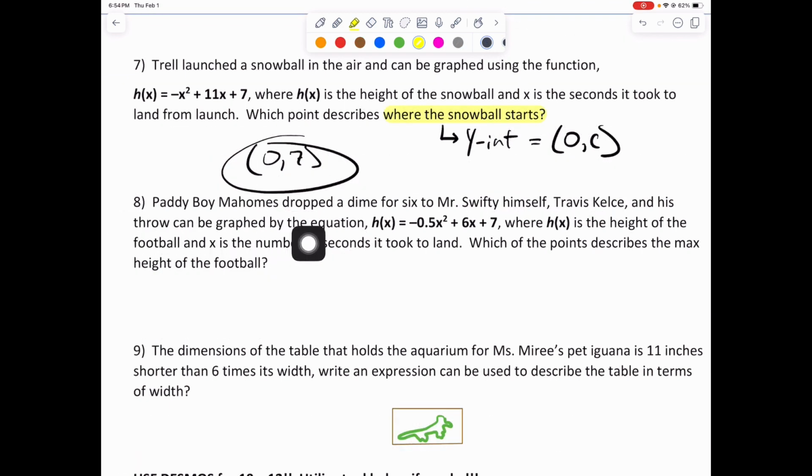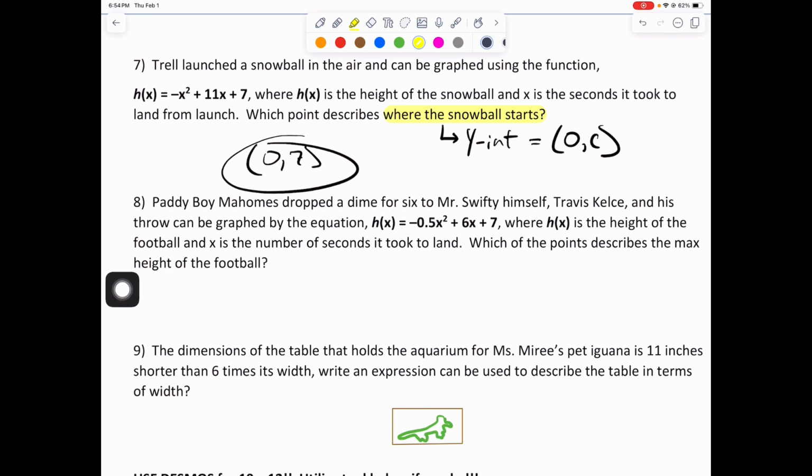Patty Boy Mahomes dropped a dime for 6 to Mr. Swifty himself, Travis Kelce, and his throw can be graphed by the equation h of x equals negative 0.5x squared plus 6x plus 7. Mr. Micro Machine, know its number, where h of x is the height of the football and x is the number of seconds it took to land. Which of the points describes the max height of the football?